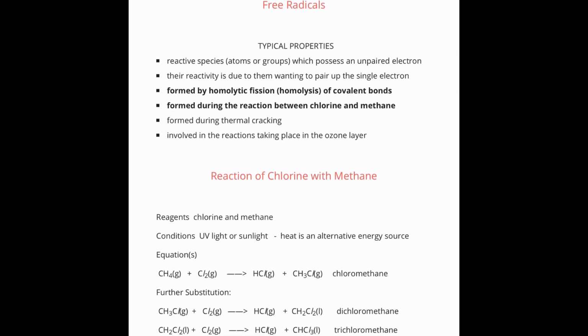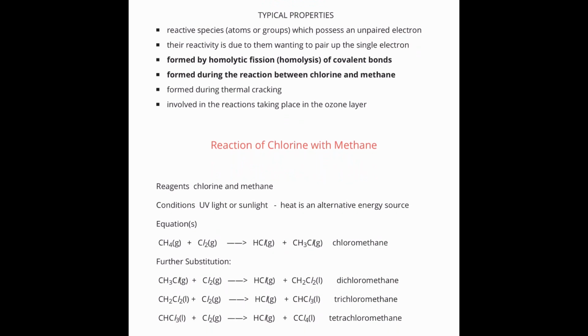Free radical properties: they are highly reactive. They don't like being in existence. They want to neutralize or quench that one electron, which is highly unstable on the species to which it is attached. You can form them from thermal cracking. They are involved in the ozone layer.